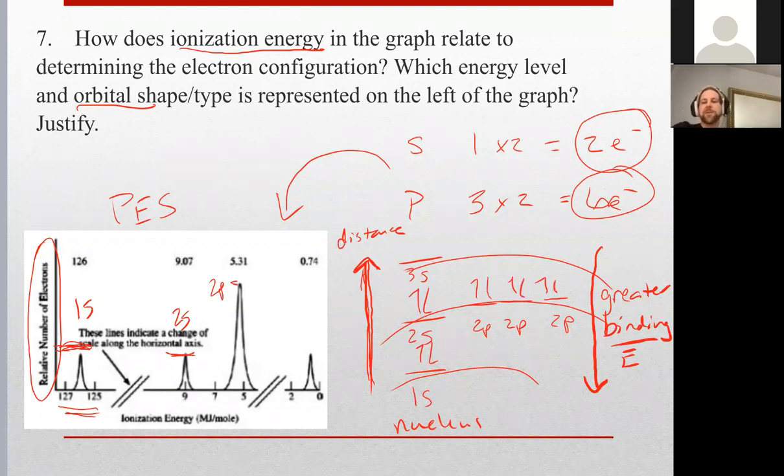Once 2p is full, we're going to go over to 2 electrons in the 3s orbital. And we know that's 2 because it's about the same height as the other ones. Now, this is assuming ground state conditions. Ground state conditions means there's no excited electrons jumping around. They're all in order of 1s, then 2s, then 2p, then 3s.